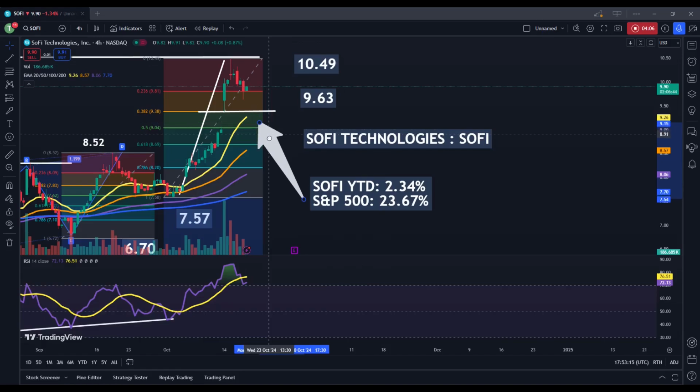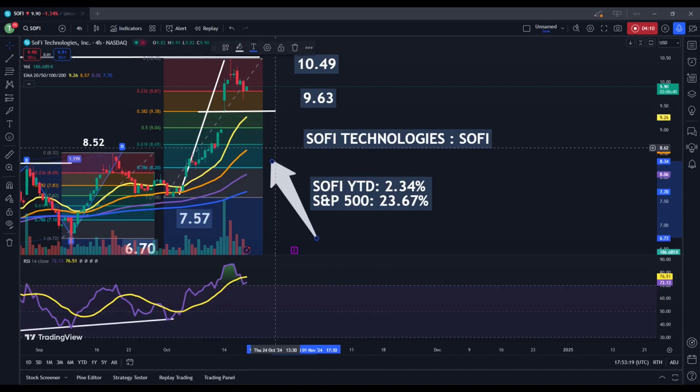As I said, a break below there would be a bit more of a problem for people that are long the stock, because I think at the very least that probably sends you right back to roughly $8.70.